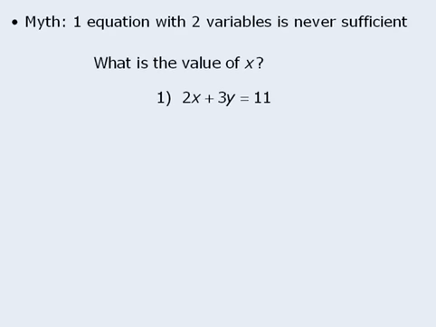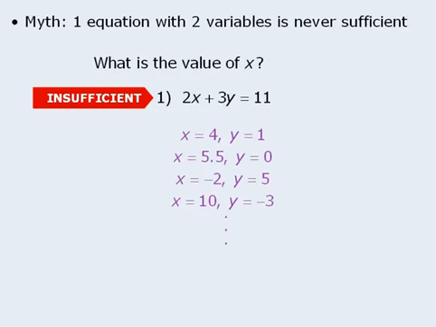In this question, we want to find the value of x. Statement 1 tells us that 2x plus 3y equals 11. Here we have one equation with two variables, and in this particular case, the statement is not sufficient. The statement is not sufficient because there is an infinite number of solutions to the equation. Here are just a few of them. Since this equation has an infinite number of solutions, there is no way to determine the value of x with any certainty. So in this case, one equation with two variables did not provide sufficient information to answer the target question.